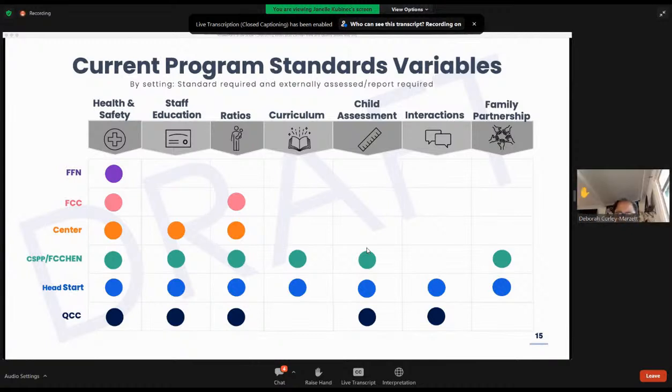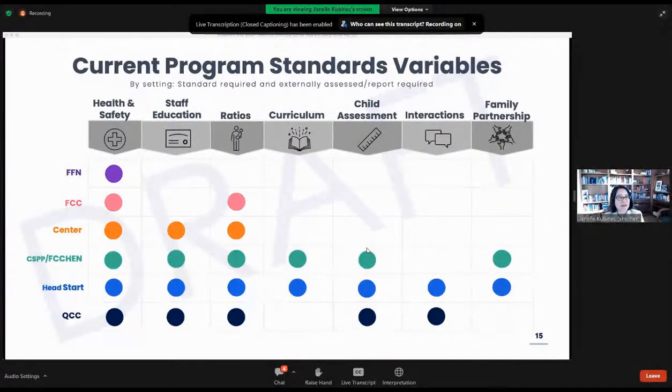Yes, thank you. I just need to understand, what do you mean when you say family partnerships? Because I don't see a dot for family childcare. And exactly what is family partnerships, along with interactions, from my point of view? So I just need to understand that, if you can, Carlise.